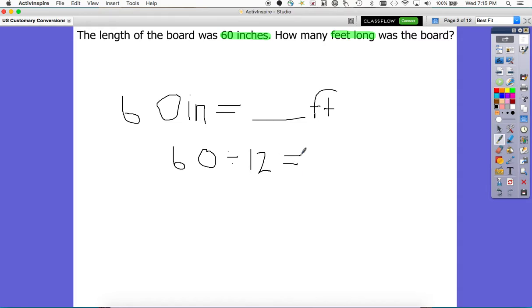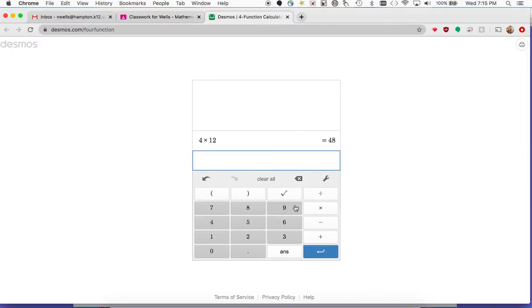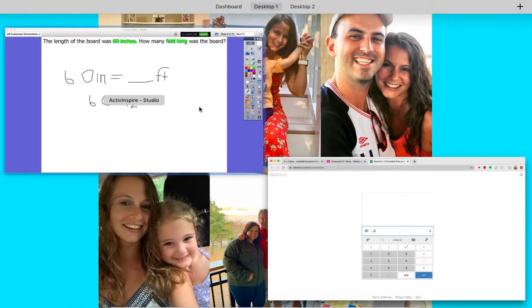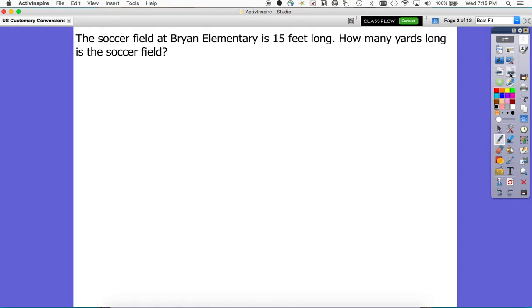And again, I know you're confused a little bit with counting by 12s, so we're going to use our Desmos. Clear it. 60 divided by 12 is 5. So my answer is 5 feet. Next one. The soccer field at Bryan Elementary is 15 feet long.